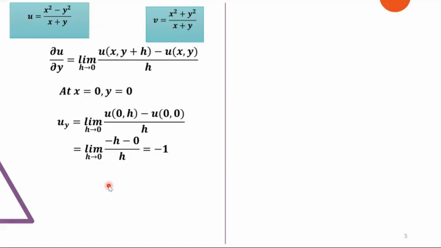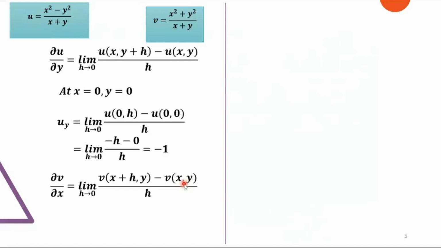Similarly we have to find vx and vy. Using the same first principle. Why are we applying this first principle? Because the function is defined in two intervals. That is the main reason. Now vx. What does vx mean? We take the function v and differentiate with respect to x, so y will remain as a constant. The change in the variable will be in x only. So we write x plus h and x here. So tell me what will be vx at the point z equal to 0?